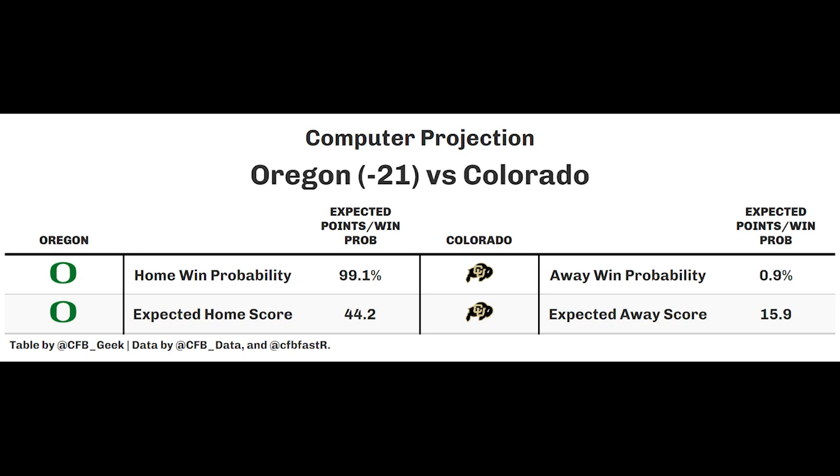But at this point in time, the Vegas line has Oregon favored by 21. My model is right around 28 points in this game, so pretty much giving Oregon a four-touchdown favorite. Around 44-16 is the projected score, but it is a computer, so it is definitely going to be different from my actual prediction in this game.